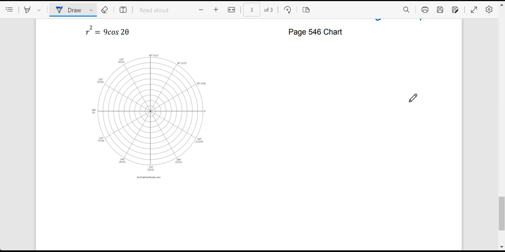Now if you go to 546, you'll get a chart that says all of your lovely little different types of graphs you might have with your polar graphs. We're going to do one more of these together. And r squared ones are easy because you know what is going to happen and what type of symmetry, generally speaking. So what type of symmetry do we have here? Which one do you think it is?